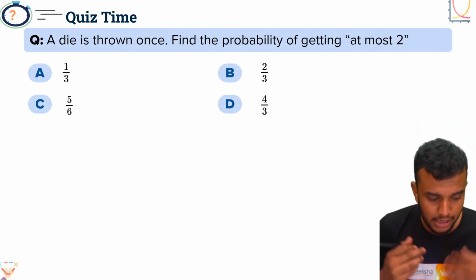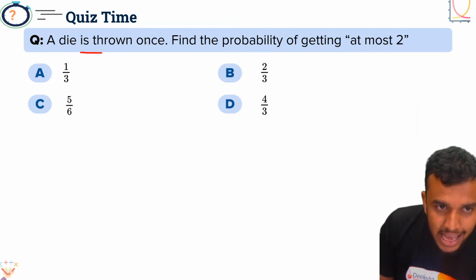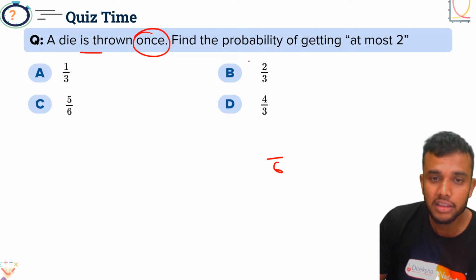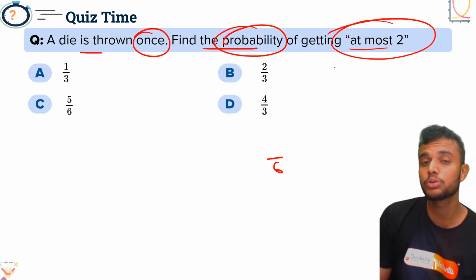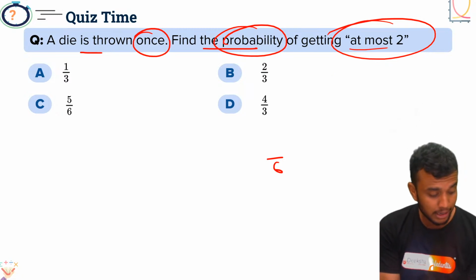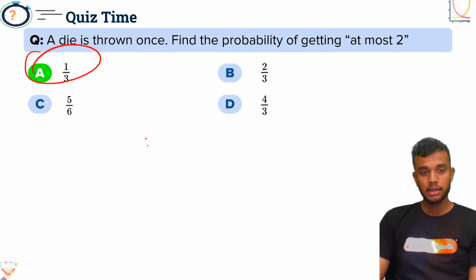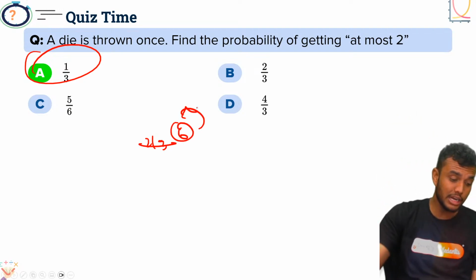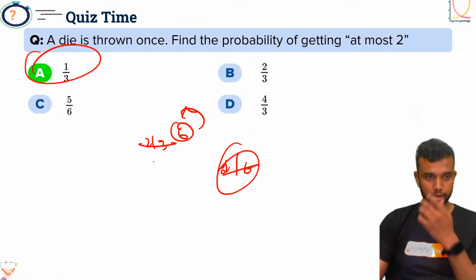Now it's quiz time, students. The first question in the quiz: a die is thrown once. The number of possible outcomes is 6. Find the probability of getting at most 2. At least 2 is different; at most 2 is this. The correct answer is option A, 1 by 3. At most means the highest is only 2, so only 2 possibilities. Then 2 by 6, so the answer is 1 by 3.